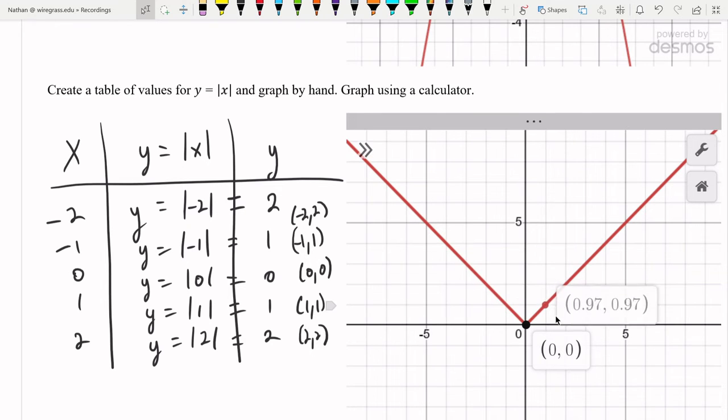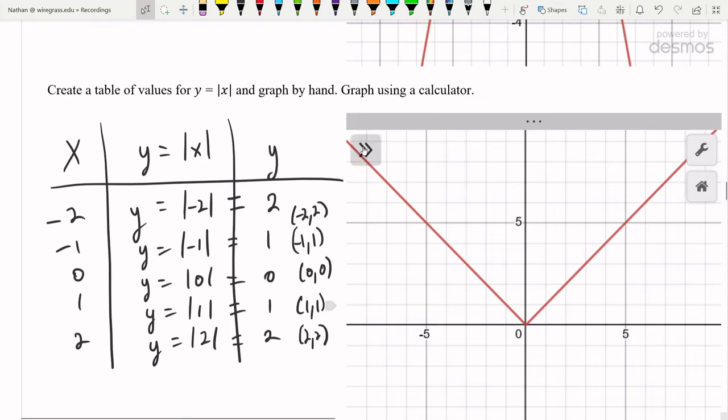1, 1 is just down here. There it is. Negative 1, 1 is there. And then finally, negative 2, 2 is right there. So they're all on the graph already.